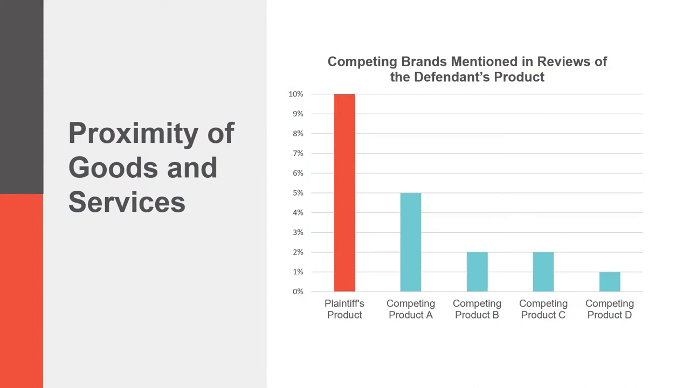For instance, here we have an analysis of consumer reviews for an at-issue product sold by a defendant. As shown in the graph, we found that the plaintiff was mentioned in approximately 10% of reviews for the defendant's product, more than double any other competitor. This analysis indicates that purchasers of the defendant's product included the plaintiffs in the same consideration set, demonstrating that the two parties were in direct competition with one another.